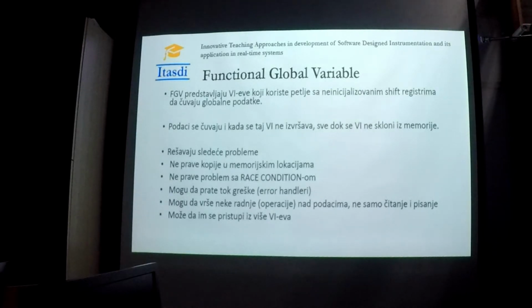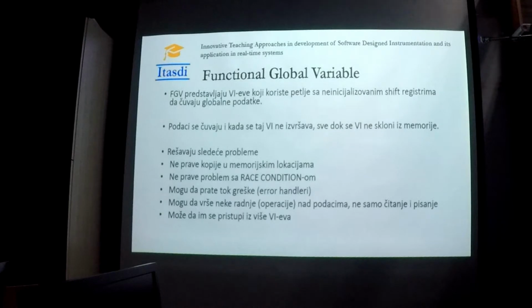So FGVs are really useful design patterns that are usually used to resolve problems like race conditions, and in its basics, a functional global variable is a VI that uses a loop with uninitialized shift registers in order to save global data. So it means when you use a simple while loop with an uninitialized shift register, it means each time you call that loop from some other VI, an upper VI to the one which is called.